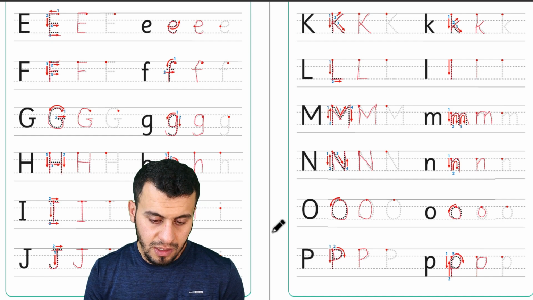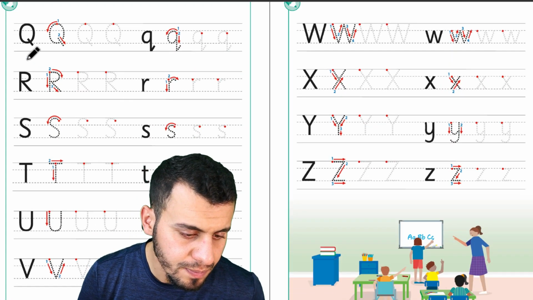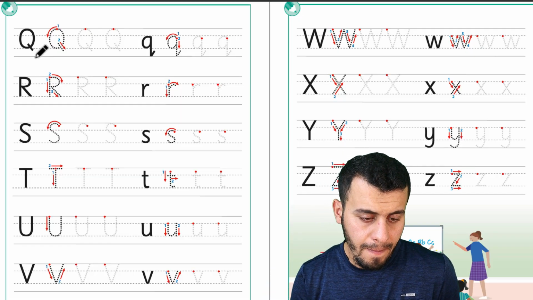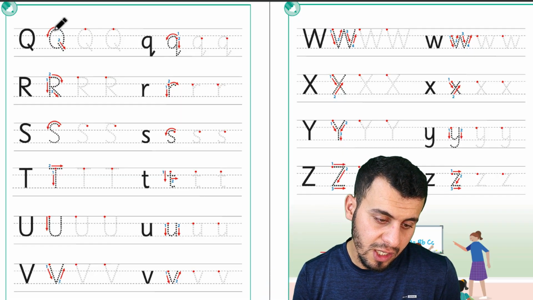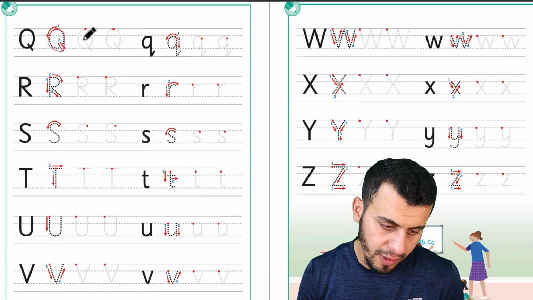Like that. Okay, let's move on. We have Q. Actually, Q is very easy. It's just like O. You make a circle, then you add up a line. Okay?